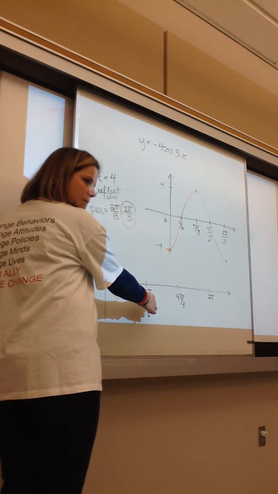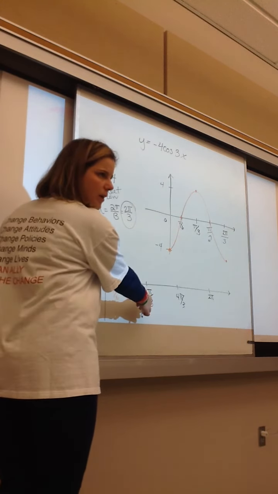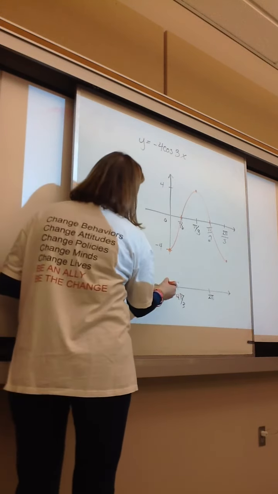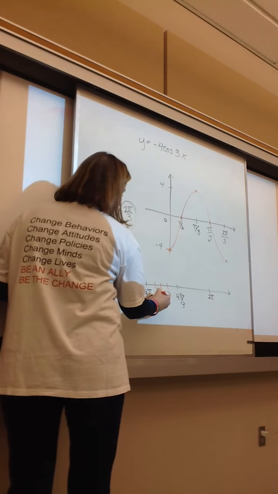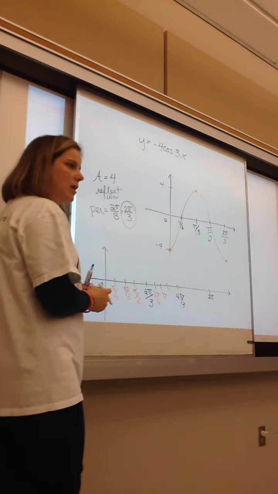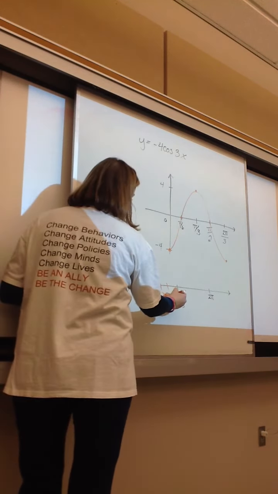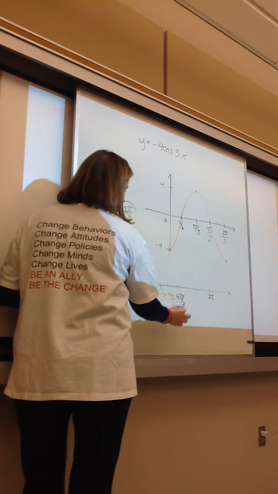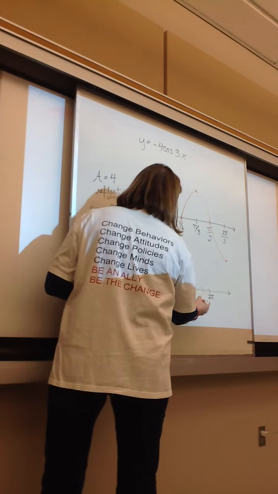4/6 is here. How we doing? Are we doing okay? 4/6? Yes, nod. So fourth, sixth, then we have 5 pi over 6. 6 pi over 6 is pi. 7 pi over 6. 8 pi over 6 is 4 pi over 3.